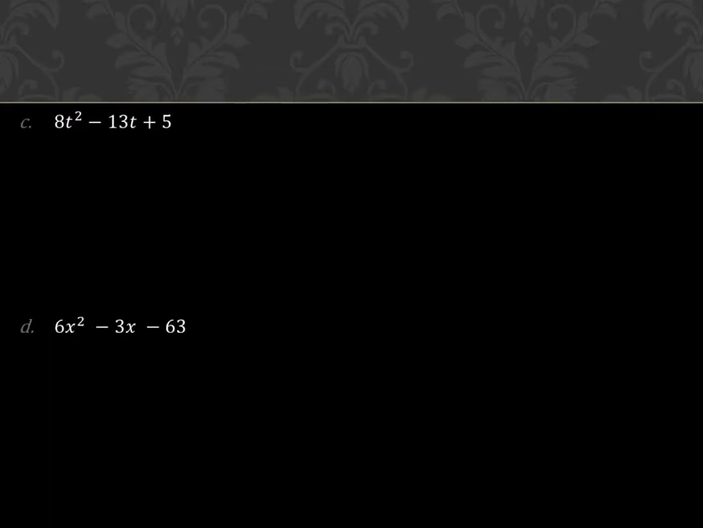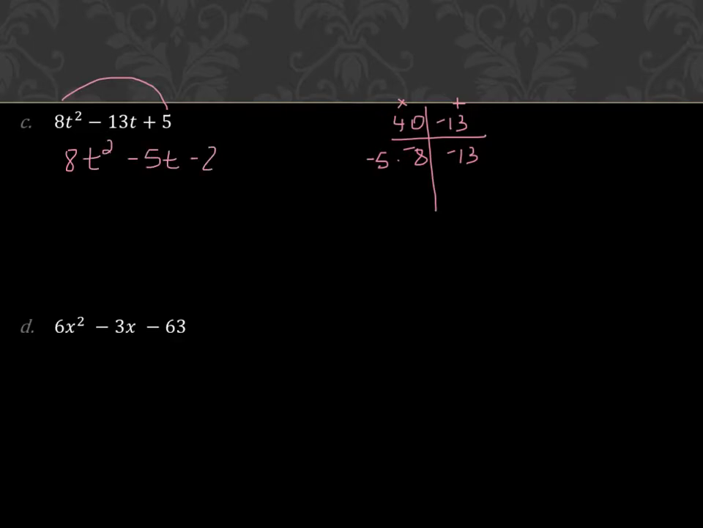8t squared minus 13t plus 5. So those are not perfect squares. There's no GCF. So I will factor this by grouping. So I need two numbers that multiply to positive 40 and add to negative 13. And I found that that was negative 5 times negative 8. So I'm going to rewrite this as 8t squared minus 5t minus 8t plus 5.